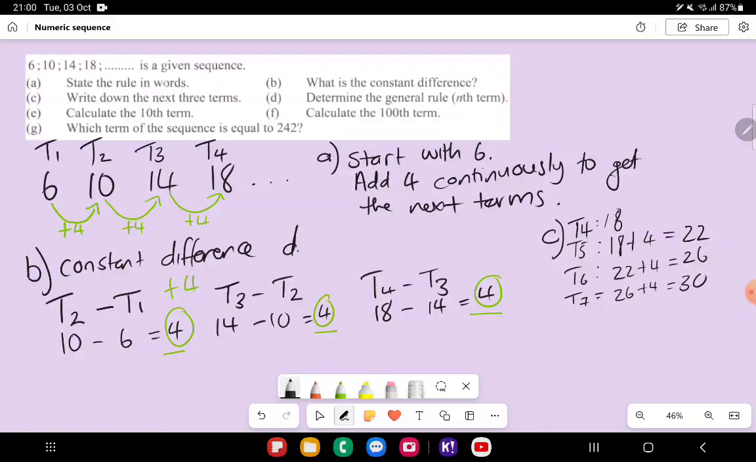Question D, what is the general rule? How do I get term N? Now this is where we're going to use the table. So in using the table, I need you to really understand how the table works so that you can do this properly. I'm going to stop the video, draw the table, and come back to you.